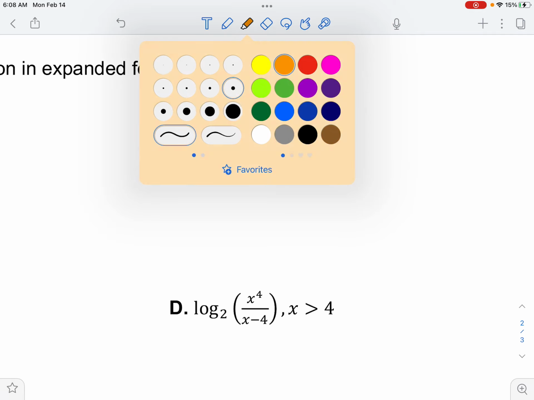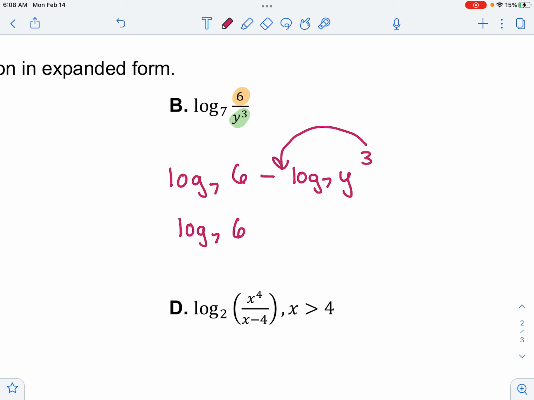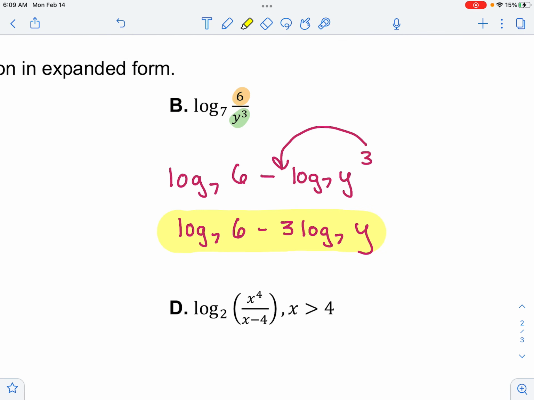So then this one, we have in the argument 6 divided by y to the third. So anything separated by multiplication or division can be separated. So we're going to write log base 7 of 6. This time we're going to put minus log base 7 of y to the third. And then lastly, you're going to take this 3 and you're going to put it out in front. So your final answer is going to be log base 7 of 6 minus 3 times log base 7 of y. And then that is your answer.